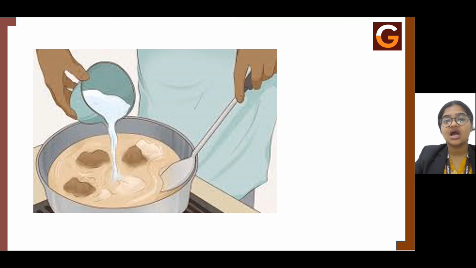First one is roux. You pronounce it as roux. Roux is basically 1 is to 1. That means equal parts of flour and butter are added, and you add 10 times of liquid, that is milk or any stock, to form a thickening agent. This is called a roux.